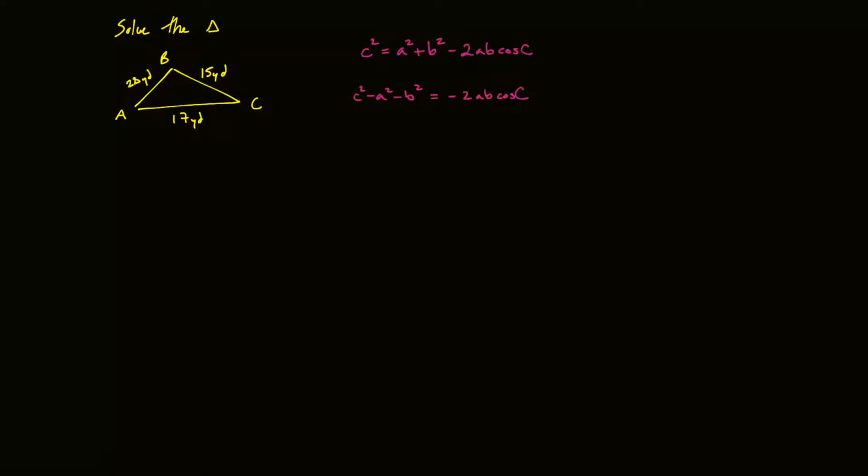Okay? So in this case now I'm going to get rid of the negative 2ab by dividing by it. You don't add it because there's multiplication over here. You don't add it. You're dividing by it. So in this case, the next iteration of this is going to be c squared minus a squared minus b squared divided by negative 2ab equals cosine of c.